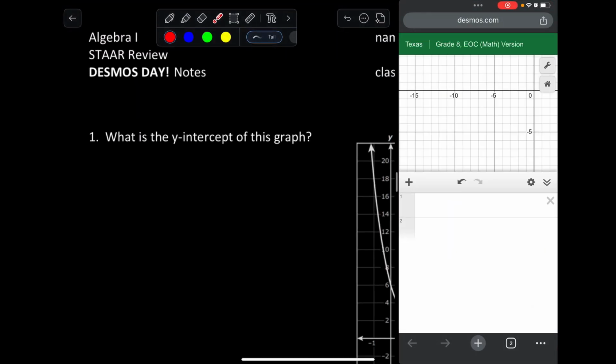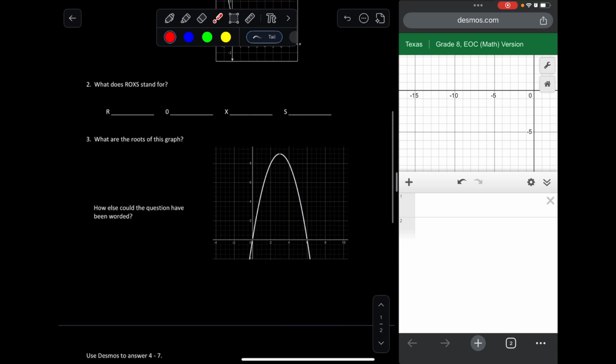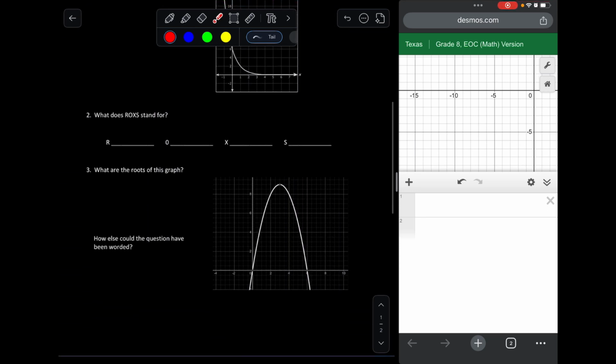All right, so the first thing we're going to do is these notes. It shouldn't take more than 7 minutes, and then Mrs. Gilmore will explain to you what you have to do with this activity.